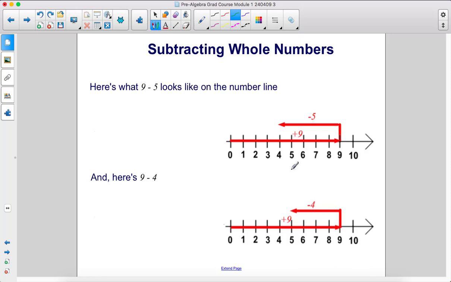Here's what 9 minus 5 looks like on the number line. Start at 0, move to the right 9 spots, and then to the left 5, and we end up at 4. Here's 9 minus 4. Start at 0, move 9 spaces to the right, then 4 spaces to the left, and we end up at 5.